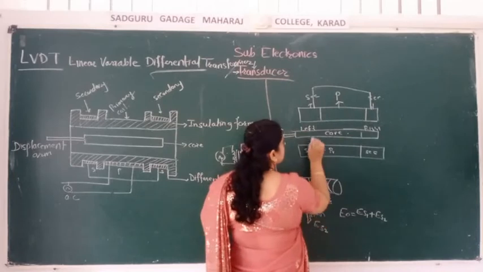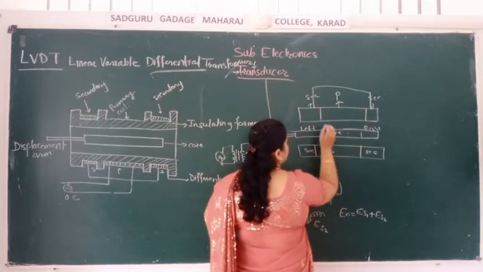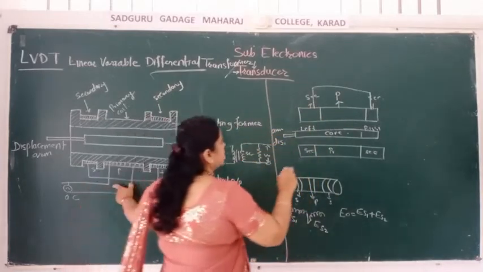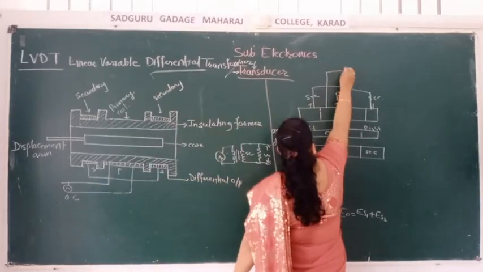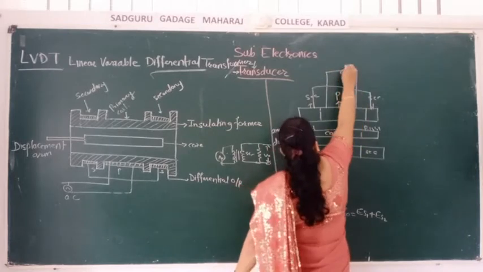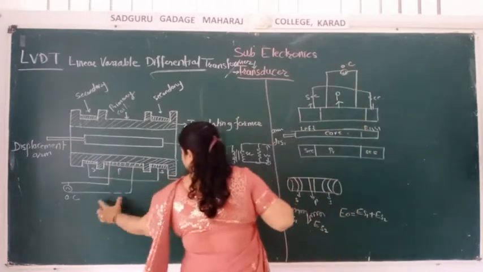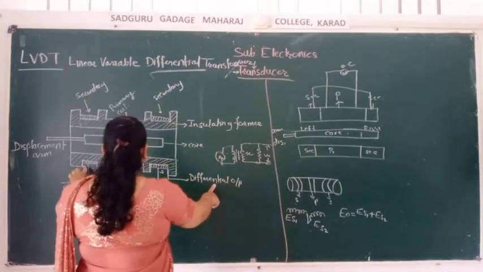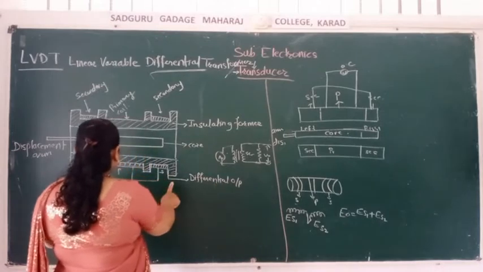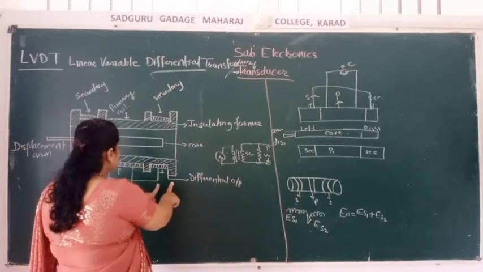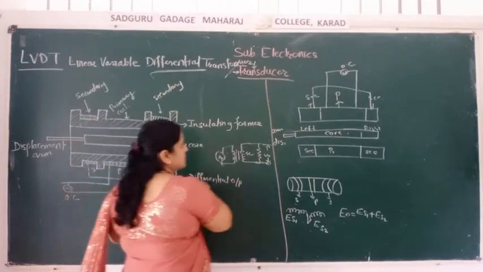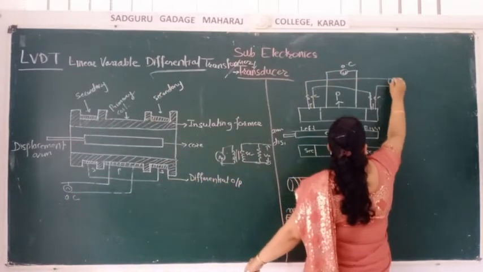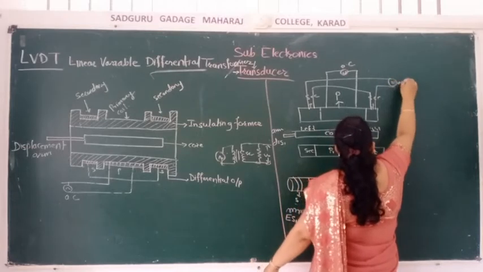The connection is like this. Secondary and secondary are connected. Where is the output? The primary is given as an AC signal. This is the AC given at the primary. But where are we measuring the output? Yes, one secondary and this other secondary. This is the output we are measuring here. This is the output signal.